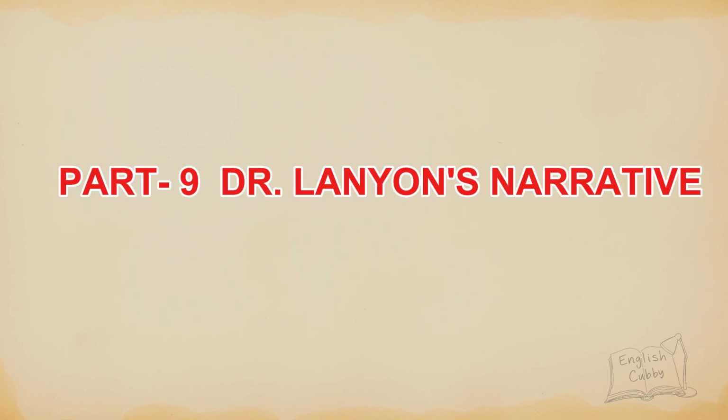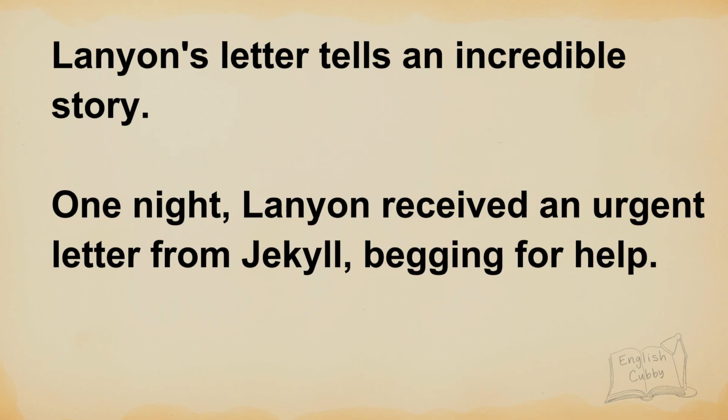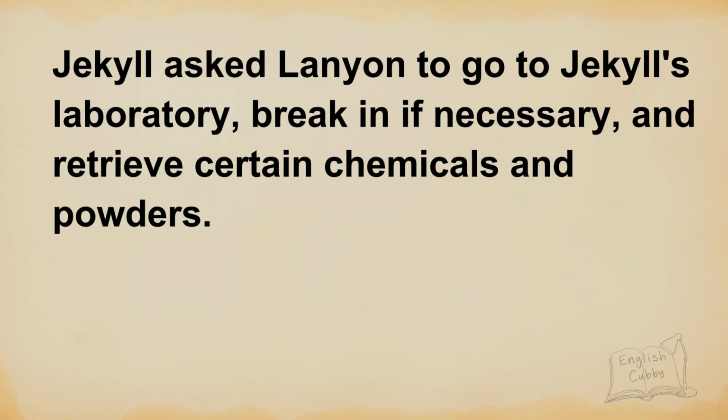Part 9. Dr. Lanyon's narrative. Utterson takes the documents home. First, he opens Dr. Lanyon's sealed letter, the one he received when Lanyon died. Lanyon's letter tells an incredible story. One night, Lanyon received an urgent letter from Jekyll, begging for help. Jekyll asked Lanyon to go to Jekyll's laboratory, break in if necessary, and retrieve certain chemicals and powders.